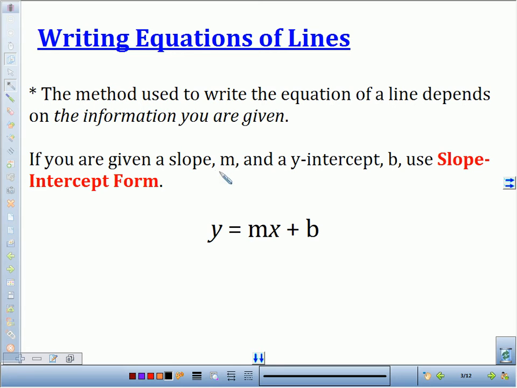If we're given the slope m and the y-intercept b, we want to use slope-intercept form. Now, slope-intercept form is here. It's the one we're probably most familiar with. It's y equals mx plus b. M, in this case, is our slope, whatever slope it is that we're given, and b is our y-intercept. Other than that, we just have y and x. This y and this x are not going to change. They're going to stay y and x.